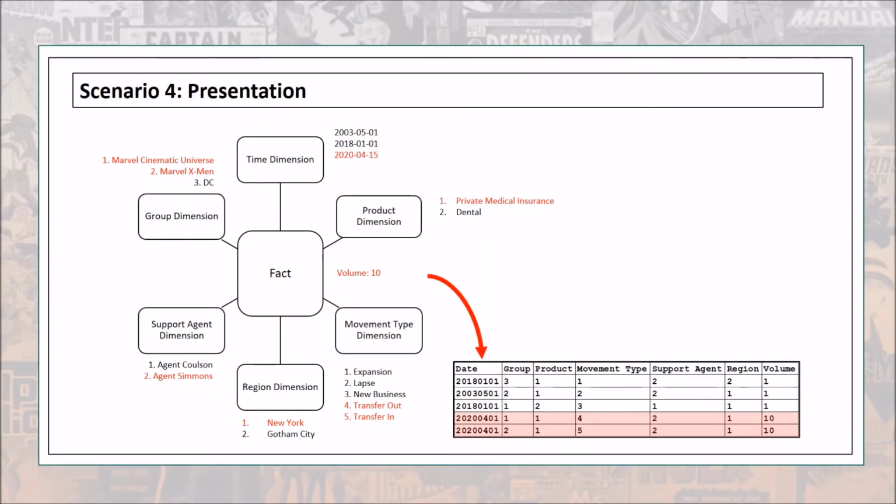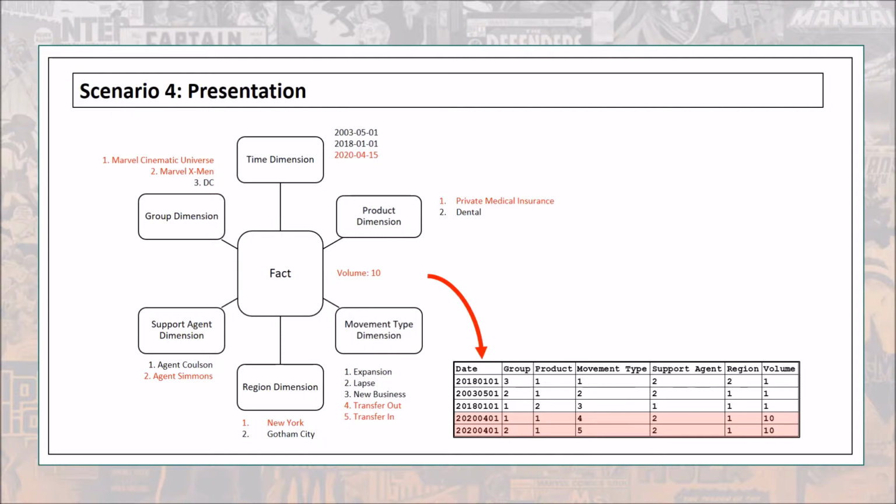At presentation layer, we're showing a higher volume this time because it's a mass number. So we have 10 on line 4, and we have 10 on line 5. So we are transferring out and we're transferring back in. So they've transferred out from the X-Men group and they've transferred into the Avengers.